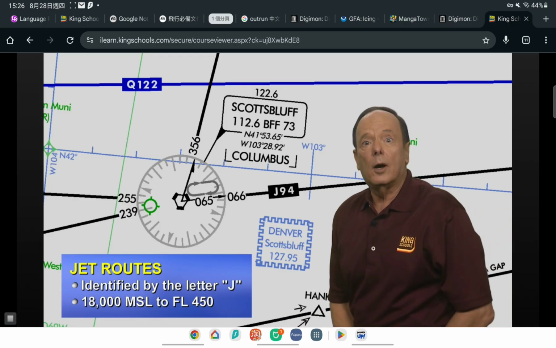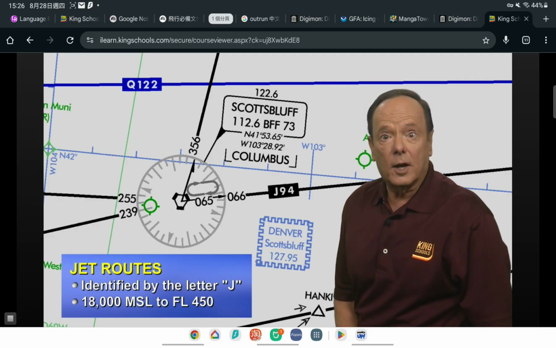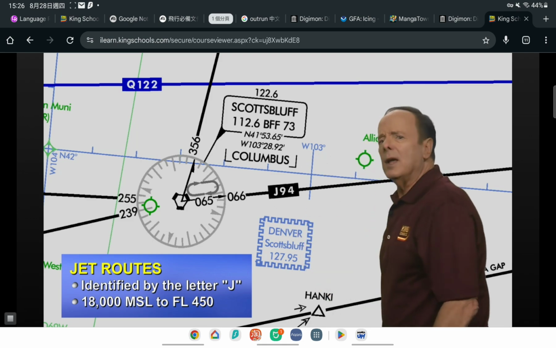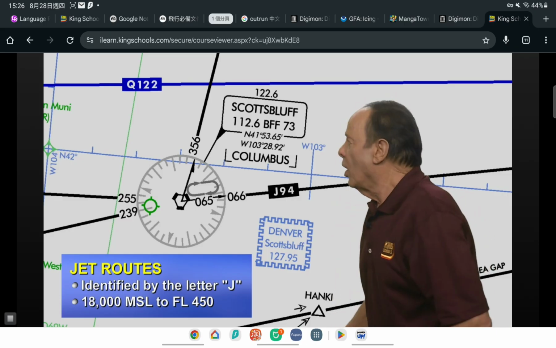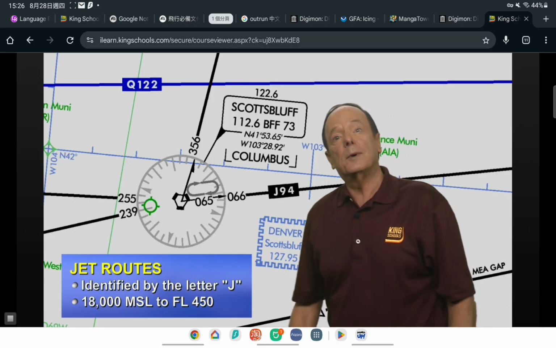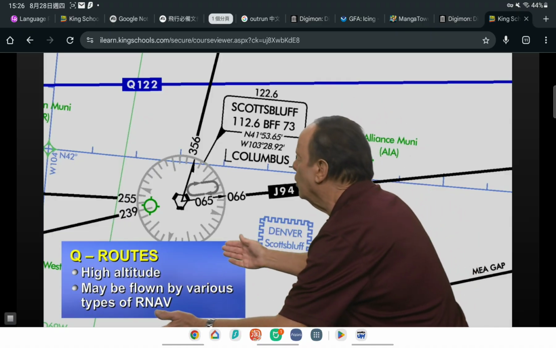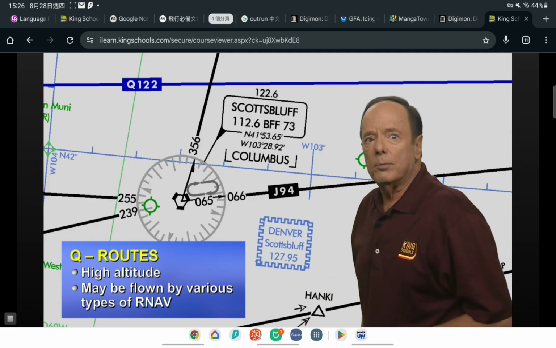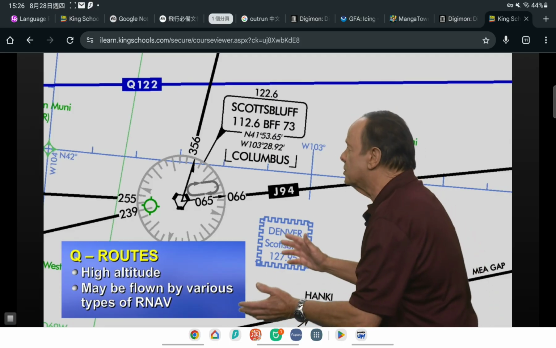Now, IFR Enroute high altitude charts depict jet routes with black lines and black identification boxes with white letters like this J94 right here. Now, some individual jet routes may have different published MEAs or minimum en route altitudes, or published maximum authorized altitudes below flight level 450. Now, the government has also established a system of high altitude RNAV routes called Q routes. Now, like low altitude T routes, these Q routes can be flown by aircraft equipped with various kinds of approved RNAV systems, not necessarily just GPS.